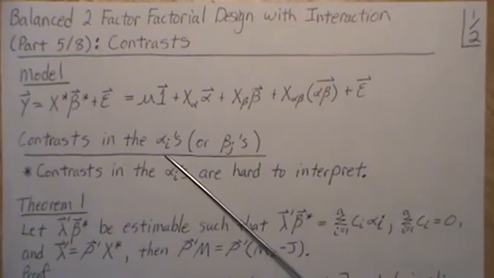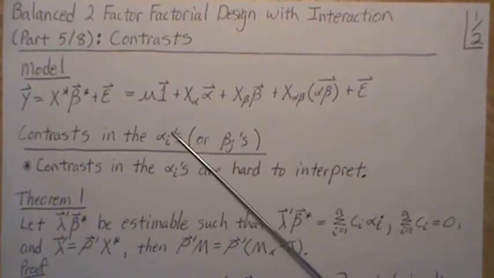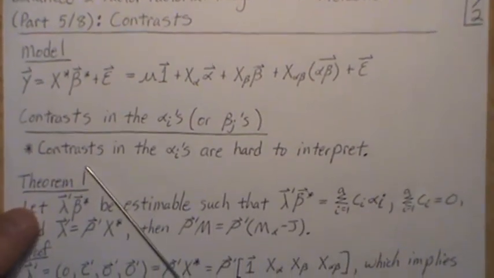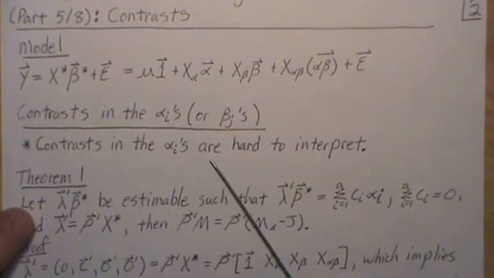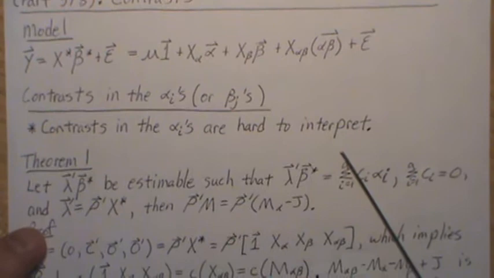So, contrast in the alphas or betas equivalently. But we'll just do it for alphas, and it also applies for the betas. So we're going to show that contrasts in the alphas are hard to interpret and probably should be avoided.